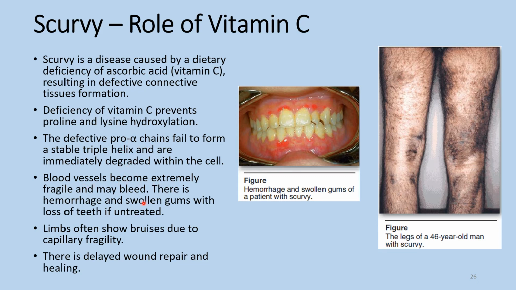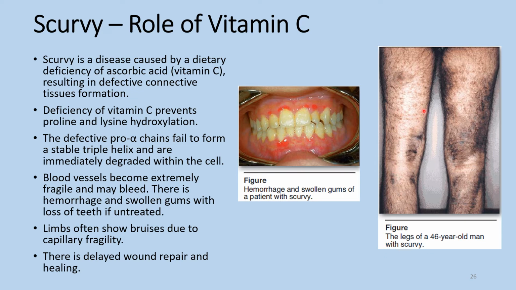The blood vessels become extremely fragile and may bleed. You can see the gums, bleeding gums, and there is hemorrhage and swollen gums with loss of teeth if untreated. These swollen gums or gingivitis can result in the loss of teeth if the deficiency is prolonged, usually seen in the sea voyagers in history. They used to have these conditions, and later on they found that it is a deficiency of vitamin C, which they never used to take during their sea voyages.